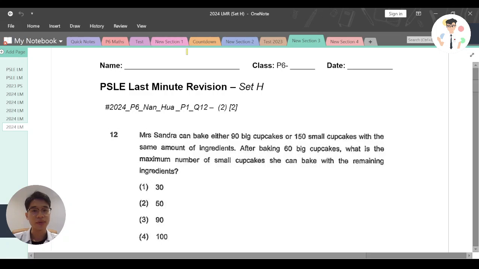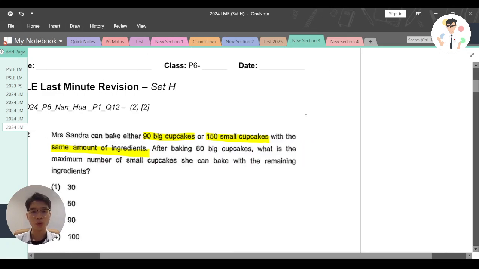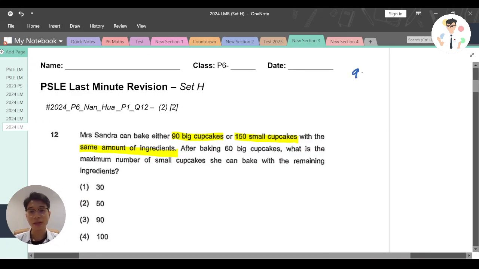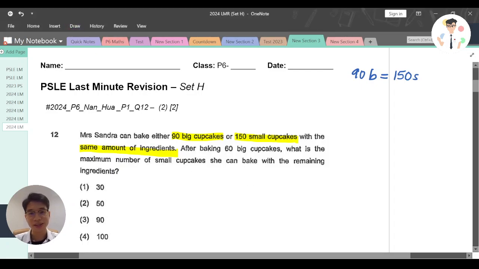Now this question says that Mrs. Sandra baked either 90 big cupcakes or 150 small cupcakes with the same amount of ingredient. This statement gives you a very important point, which is 90 big cupcakes is equal to 150 small cupcakes. Now it says that after baking 60 big cupcakes, what is the maximum number of small cupcakes she can bake with the remaining ingredient?